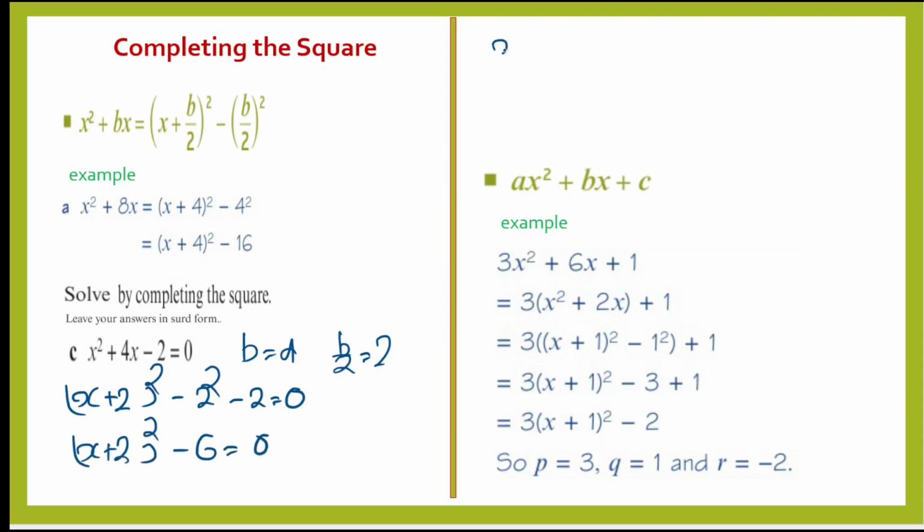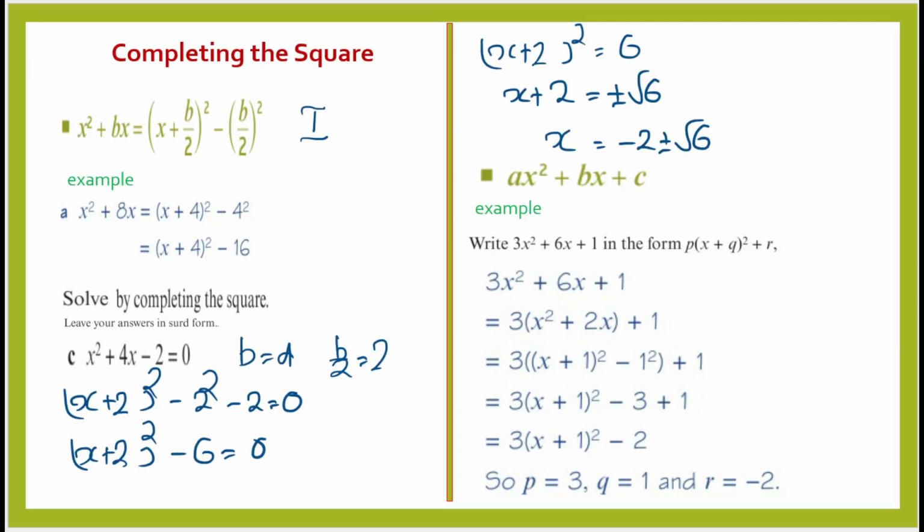Now rearranging, (x plus 2) the whole square equal to 6. Now taking square roots on both sides, x plus 2 equal to plus or minus root 6. Hence the solution is x equal to minus 2 plus or minus root 6.